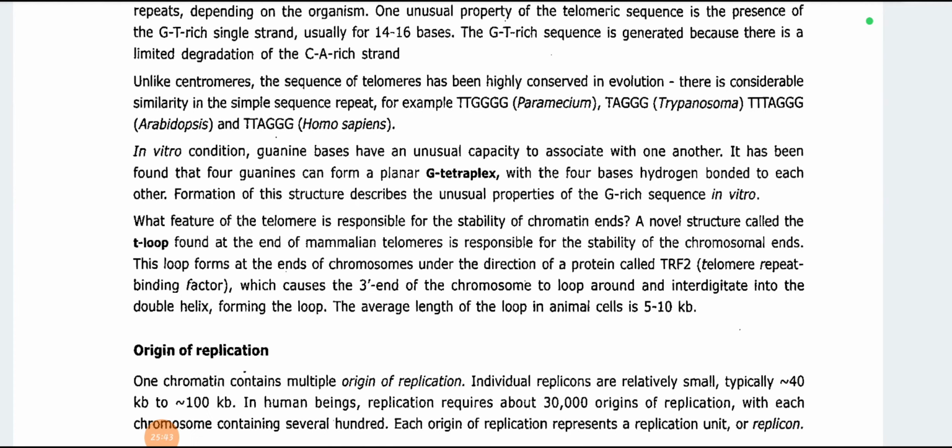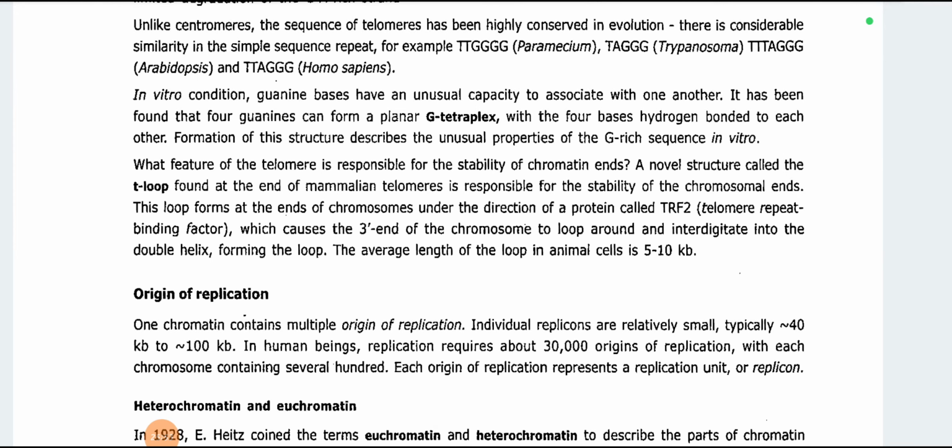Okay, because CA is there, that's why the GT-rich sequence is also generated. And the property of the telomere is GT-rich. The sequence of the telomere is highly conserved in evolution, and there is considerable similarity in the simple sequence repeat. For example, you will see it's more or less similar in different species. It is TTGGGG in Paramecium, TTAGGG in Trypanosoma, TTTAGGG in Arabidopsis, and TTAGGG in Homo sapiens.